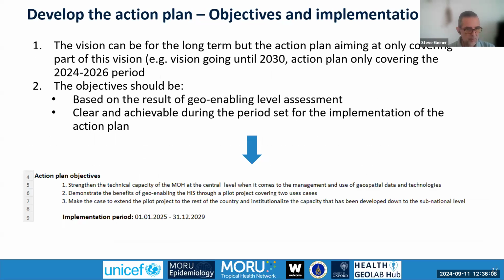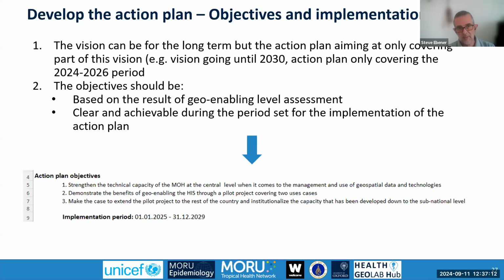Once the vision has been developed, it's important to look at the objectives and also the implementation period that the plan will cover, right? The vision can be long term. It can be 2030, and by 2030, all the programs are fully benefiting from geospatial data and technologies, but your plan might be, for example, as mentioned here, covering only the next 2 years. So this is the first plan based on what has been identified. We're not going to go beyond 2 years, and we're going to have a first set of specific objectives that we want to achieve. What's important is to base these objectives on the result of the geo-enablement level assessment, and also to make sure that these objectives are clear and achievable during the period that has been set for the implementation of the action plan.